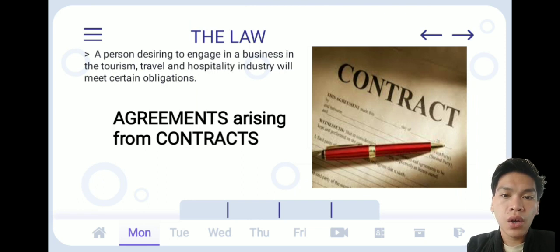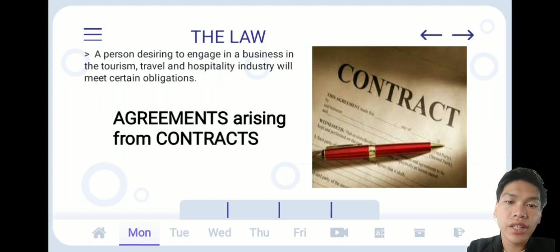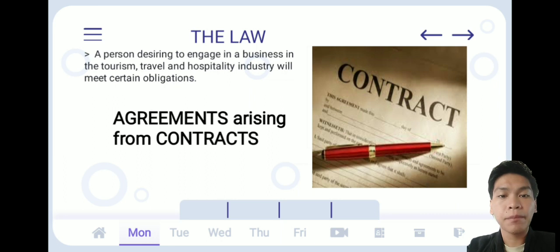So, law. We all know that contract is connected to law. Law applies to contracts. So if the establishment didn't fulfill the responsibility as agreed in the contract by both parties, the tendency is that the law may judge the consequences. A person desiring to engage in a business in the tourism, travel, and hospitality industry will meet certain obligations, agreements arising from contracts.